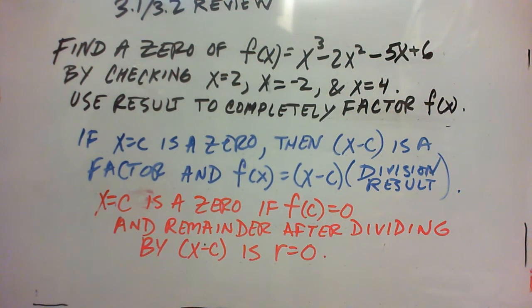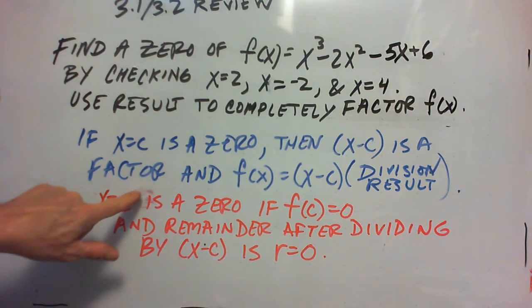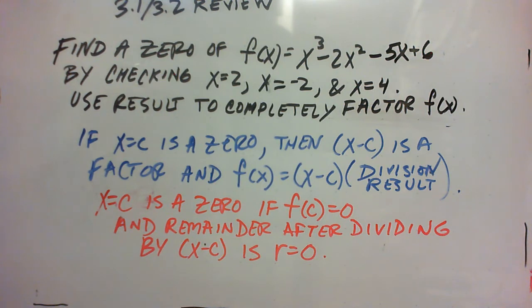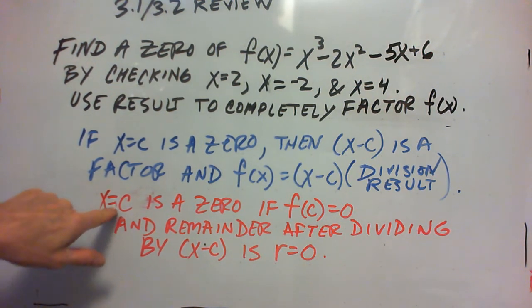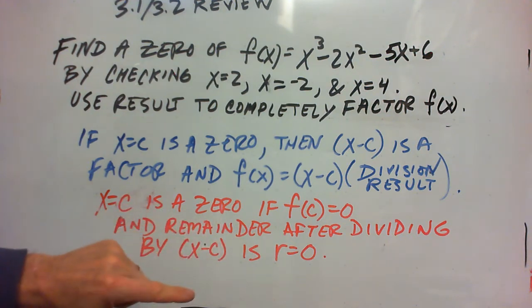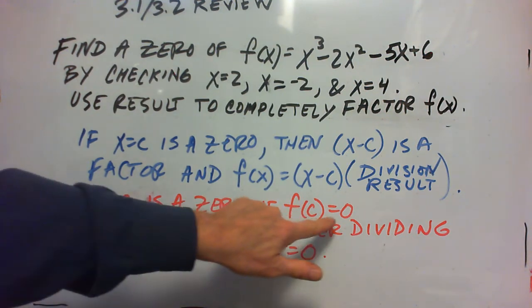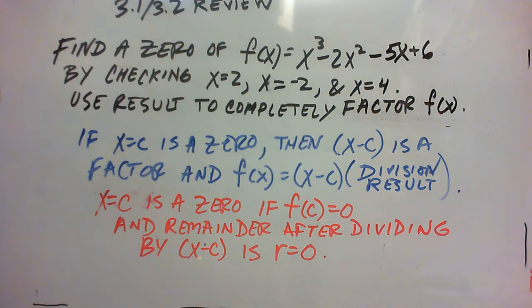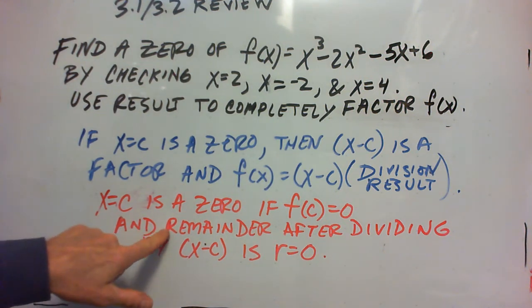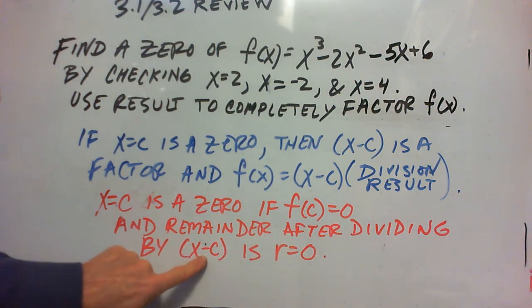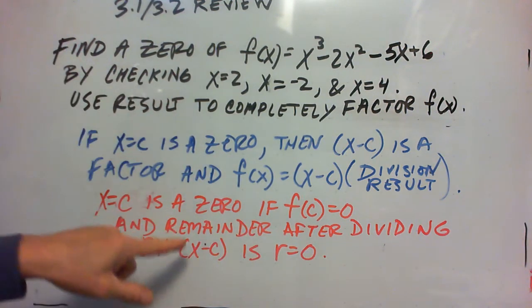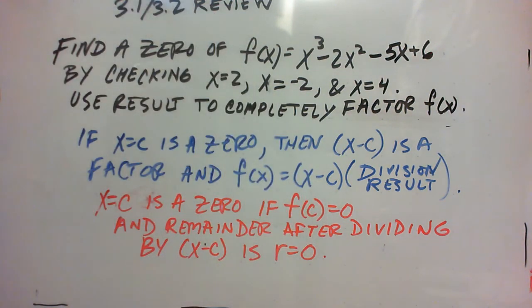We also use this result of the zero or the remainder theorem applied to zeros. If x equals c is a zero of the polynomial, then f of c is going to be 0, which is the definition of a 0. But also, the remainder after dividing by x minus c is 0. Of course, because x minus c is a factor. You're not going to have a remainder if it's a factor.